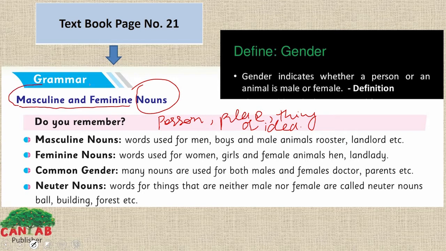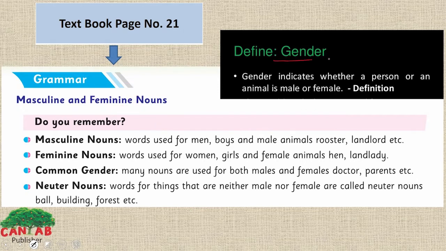I hope you are familiar with these. We have discussed and learned them in your previous class too. First, let me define gender for you. Gender indicates whether a person or an animal is male or female. It separates them into two groups, male or female.